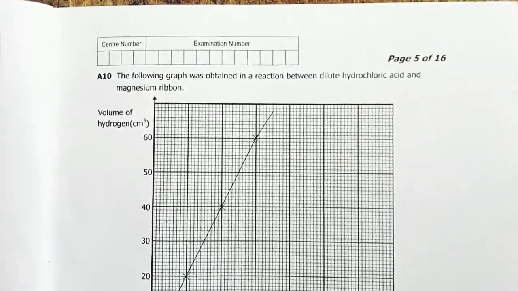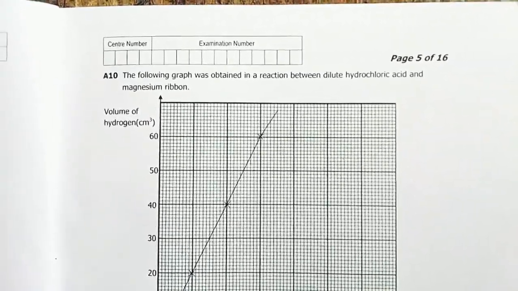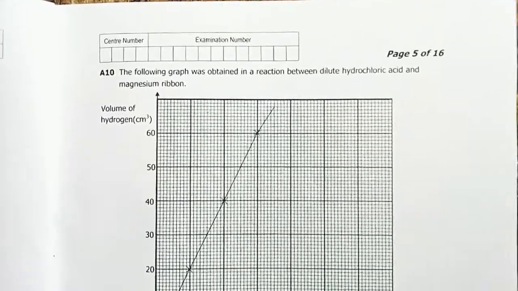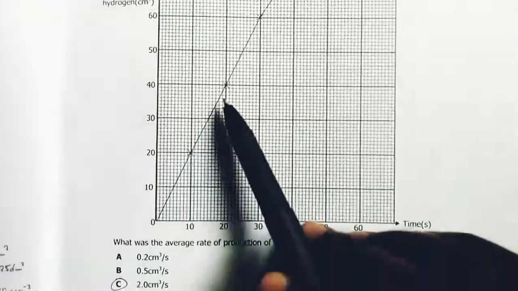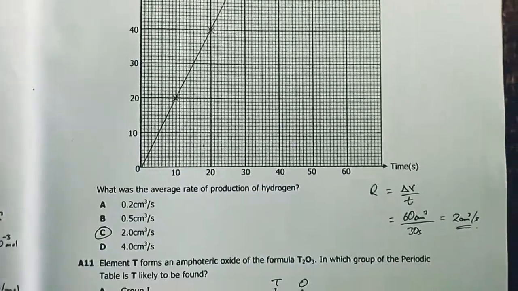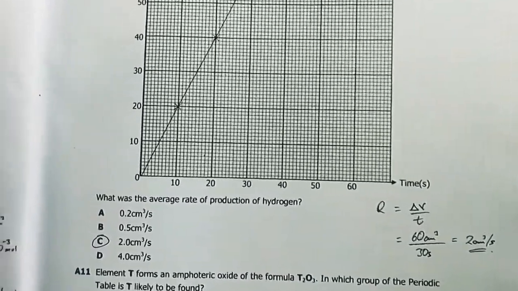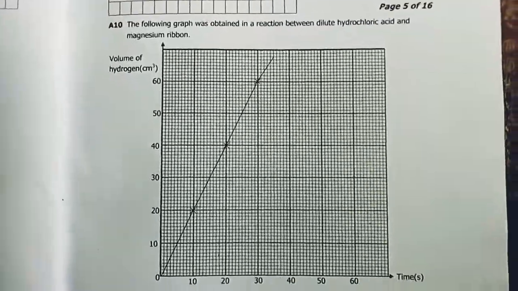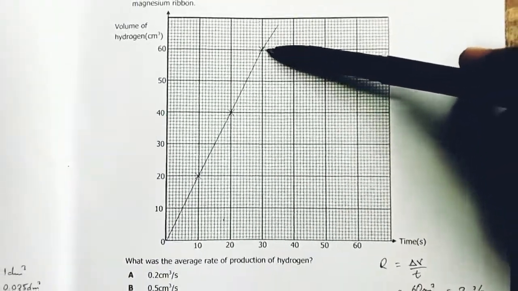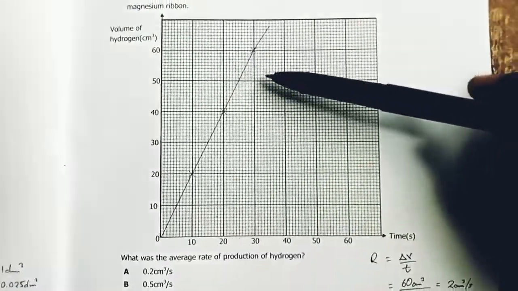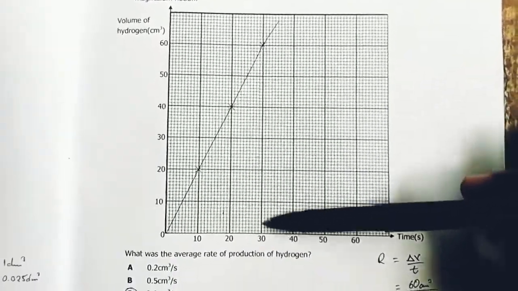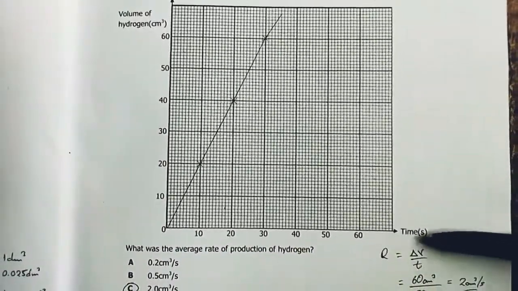10. The following graph was obtained in a reaction between diluted hydrochloric acid and magnesium. There is a graph. These are the points. What was the average rate of production of hydrogen, therefore the rate of reaction? That's our graph right there. The last marking is 60 cubic centimeters. This volume was attained after 30 seconds, time in seconds.